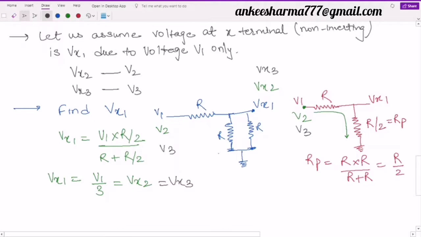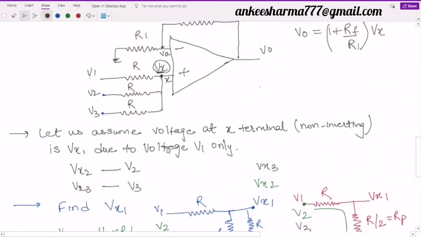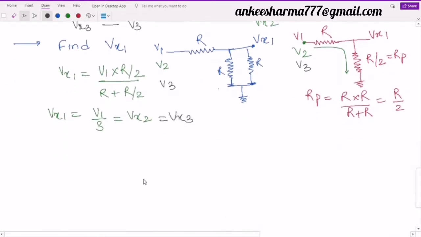And what the superposition theorem says is, calculate the individual output voltages and then sum them. It means we have to find Vx; we needed Vx, and what we have right now is Vx1, Vx2 and Vx3. So to find Vx, I will simply write here, Vx will be equal to Vx1 plus Vx2 plus Vx3, and these values are nothing but V1 by 3 plus V2 by 3 plus V3 by 3.